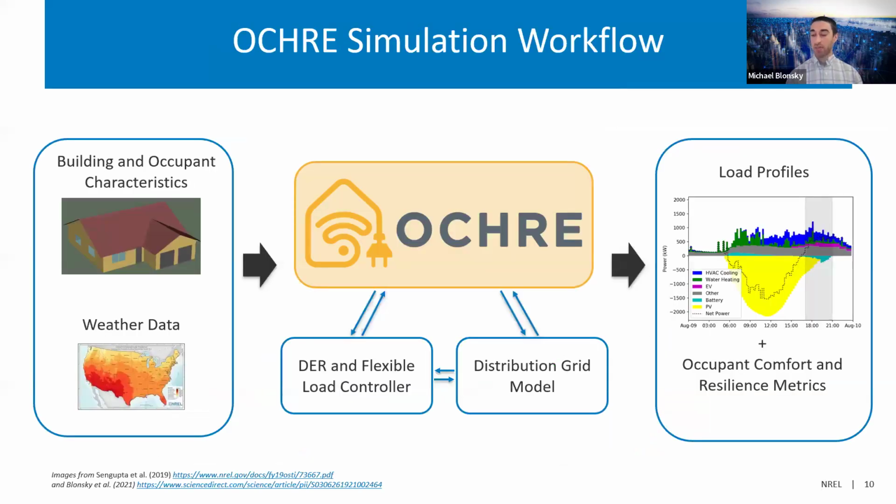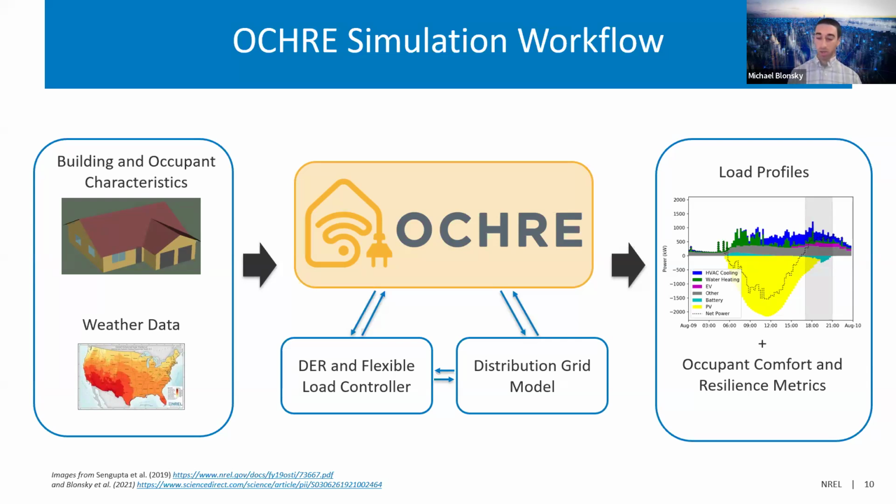This is just an overview of the simulation workflow. The main inputs that OCHRE receives are building and occupant characteristics, which we can get from a variety of tools. But these are things like the size of the building, the insulation levels, the types of equipment, the efficiency of that equipment, how many occupants there are and what they are doing day to day. All of those characteristics, as well as weather data, are the inputs to OCHRE.